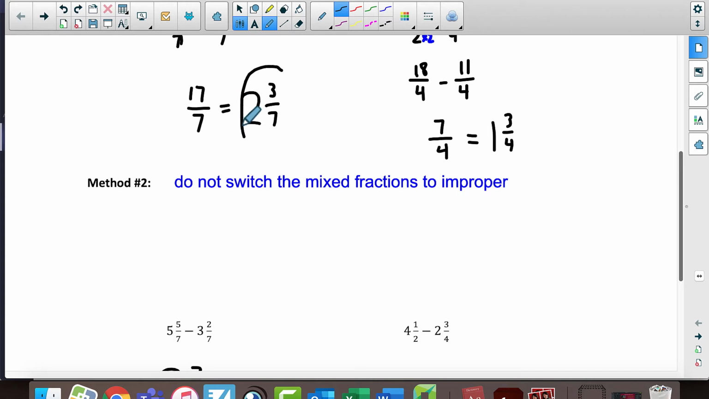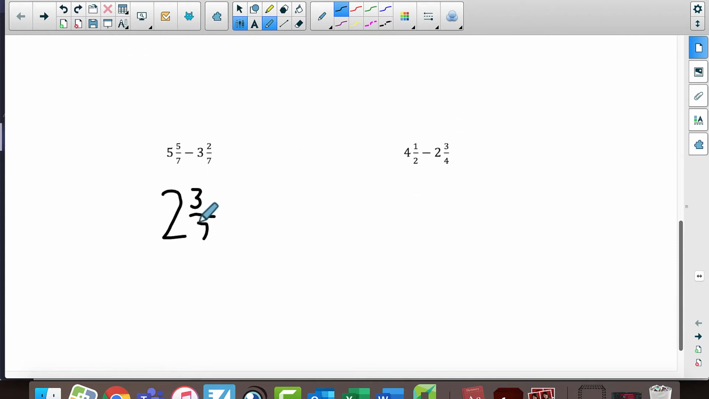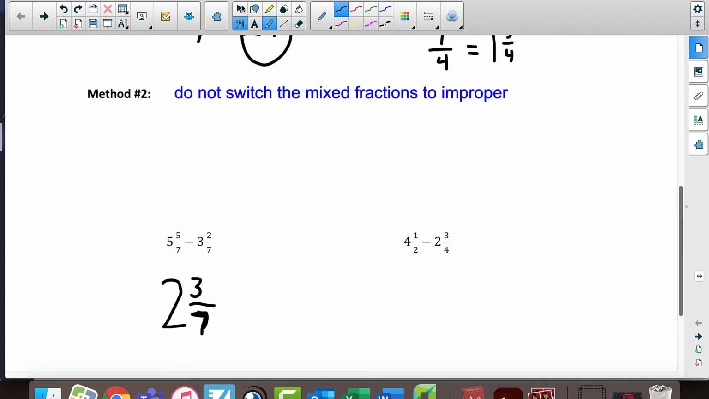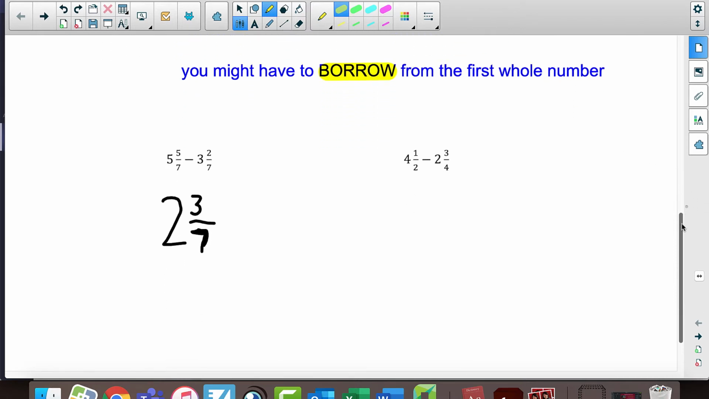It sure is. So, you're probably saying, oh my gosh, Mr. Wadge has convinced me. I'm always going to do this method. It's so much easier. Well, there is something that a lot of people don't like. And what they don't like is this. You might have to borrow from the first whole number. So I'm going to do an example here that will show you what I mean.